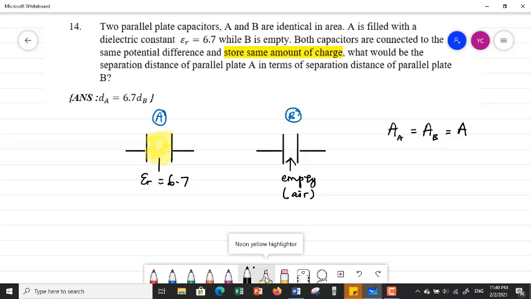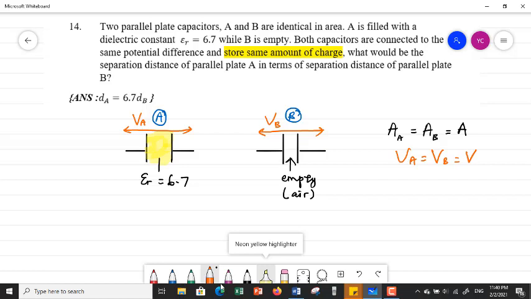Both capacitors are connected to the same potential difference. It means that the voltage across capacitor A is equal to the voltage across capacitor B, so VA is equal to VB. I denote it by V because the potential difference is the same. Both capacitors store the same amount of charge.